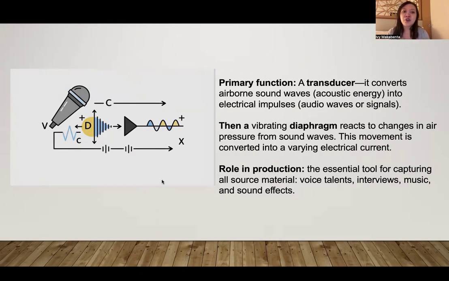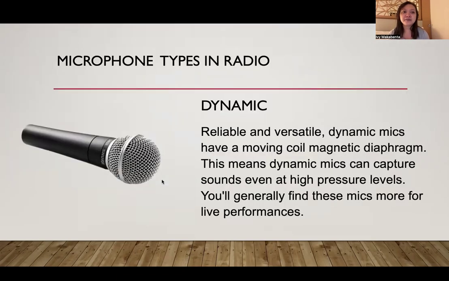The main function of a microphone is that it converts airborne sound waves or acoustic energy into electrical impulses or audio waves or signal. A vibrating diaphragm reacts to changes in air pressure from sound waves. This movement is converted into a varying electrical current. The main role of a microphone, specifically in production, is as a very essential tool for capturing all source material, such as voice talents, interviews, music, and sound effects.